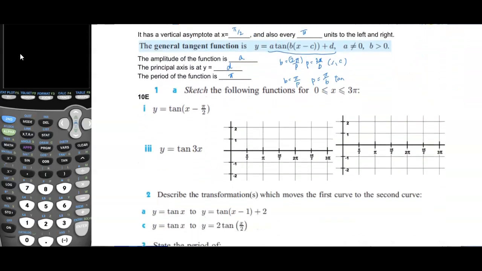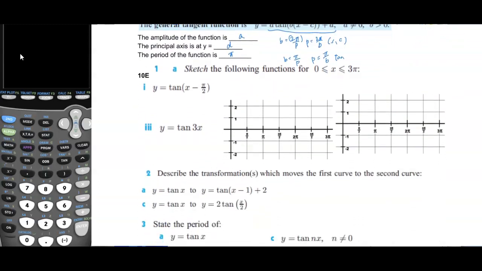All right, let's move down to number 1. Sketch the following function for the domain 0 to 3 pi. y equals tangent of x minus pi over 2. So first thing I'm going to do is draw the parent function of tangent. Just like I drew it above, it has asymptotes at pi over 2 and at 3/2 pi.